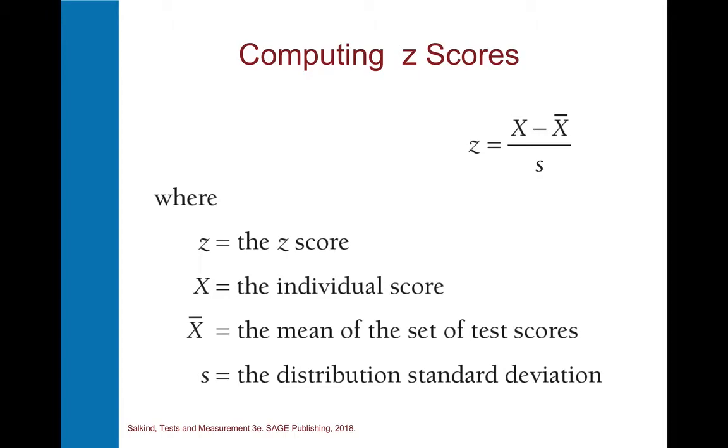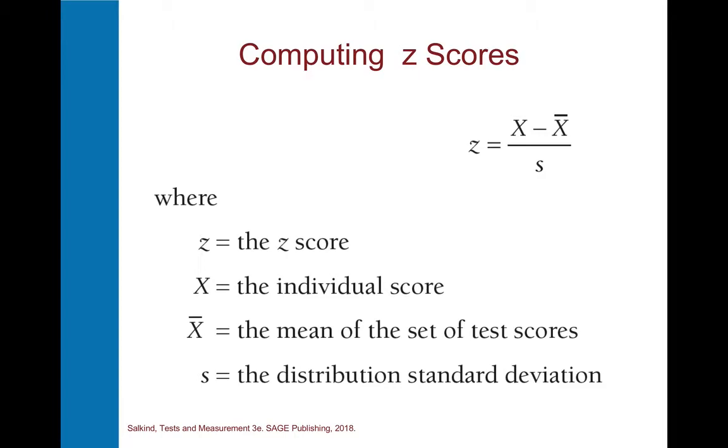A z-score, so how do you calculate it? You take the person's score minus the mean, or the average, of the set of test scores, and you divide that by the distribution's standard deviation.